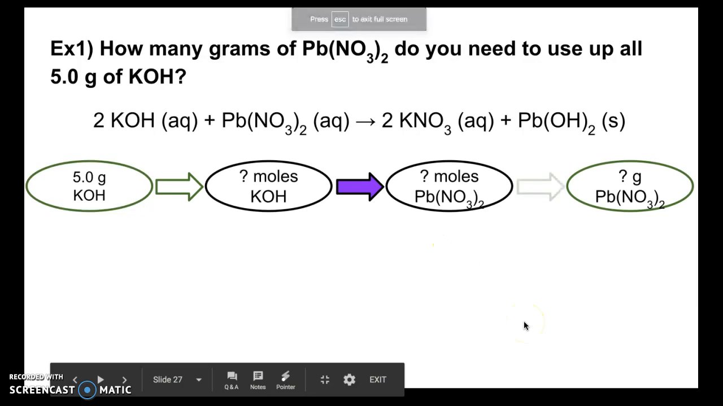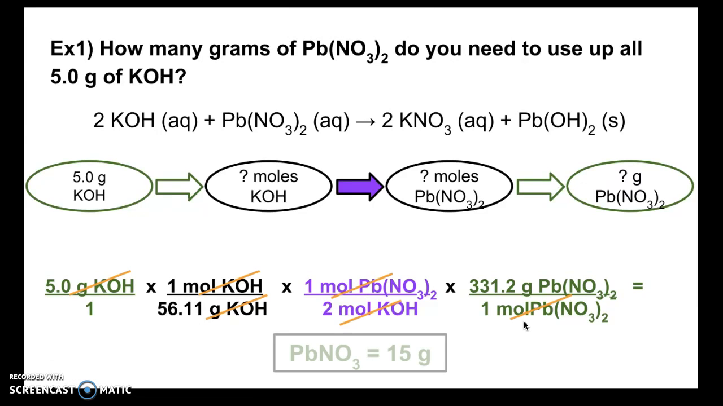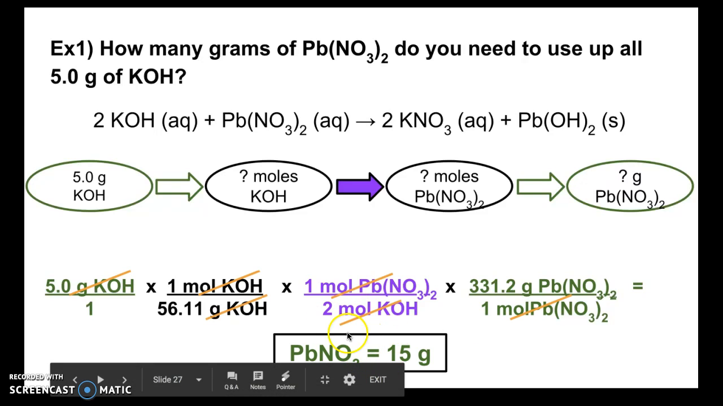So when we do the math here, the grams of PbNO3 will come out to be something like 14.78 or something like that. But we only have 2 sig figs here. We start off with 2 sig figs. So our answer in 2 sig figs will be just 15 grams.